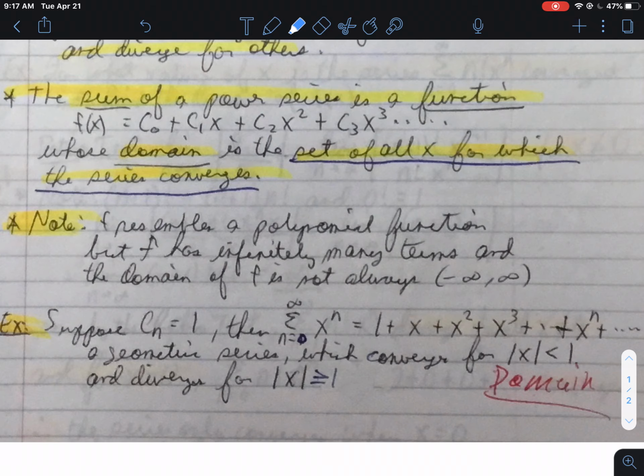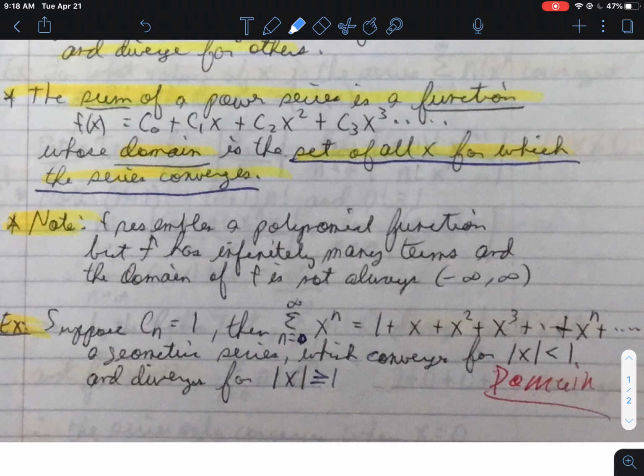So I've got this series, sum as n goes from 0 to infinity of c sub n x to the n. And if I write out the terms of that series, I get c sub 0 plus c sub 1 x plus c sub 2 x squared, etc., etc., etc. It resembles a function. It is a function of x. And we said depending upon what value of x you plug in, you may get a convergent series or a divergent series. So we're defining the domain of that function to be the values of x that give us a convergent series. Okay. Now note, f does resemble a polynomial function, but there are a couple of differences here.